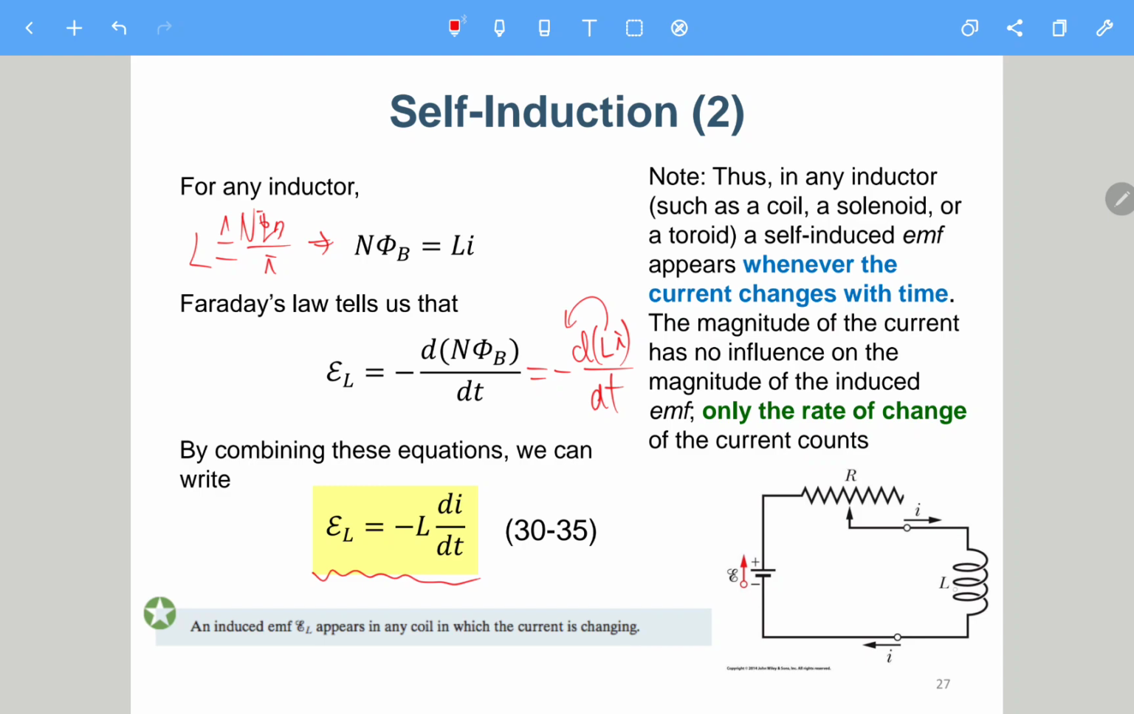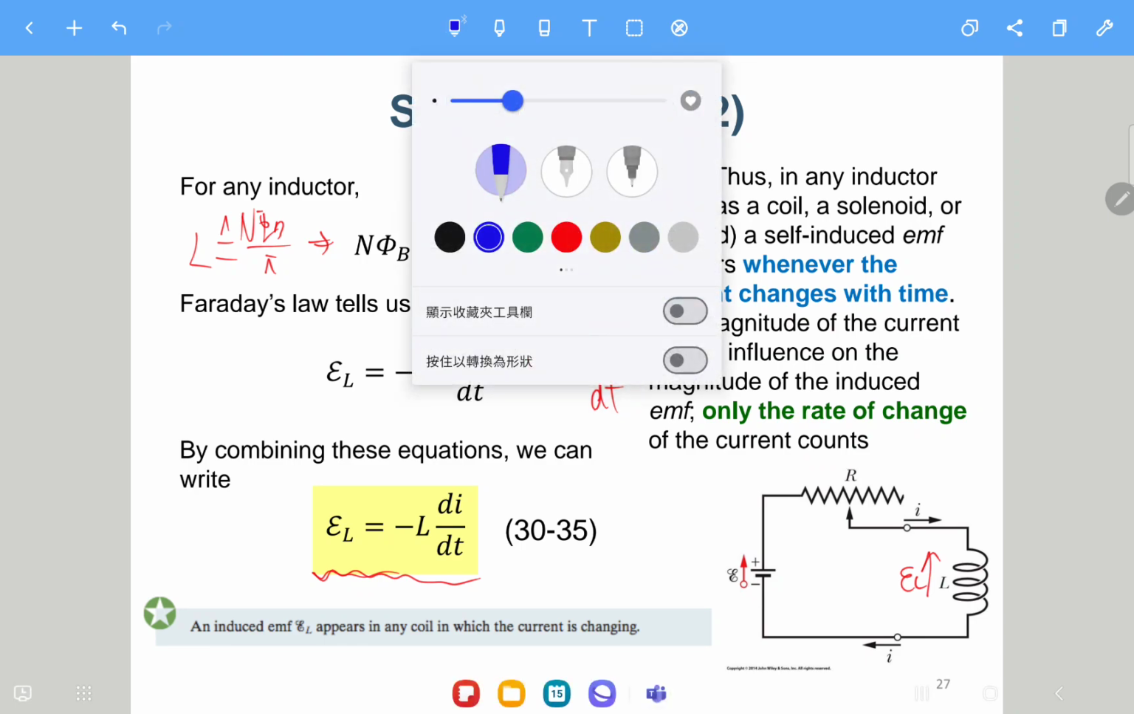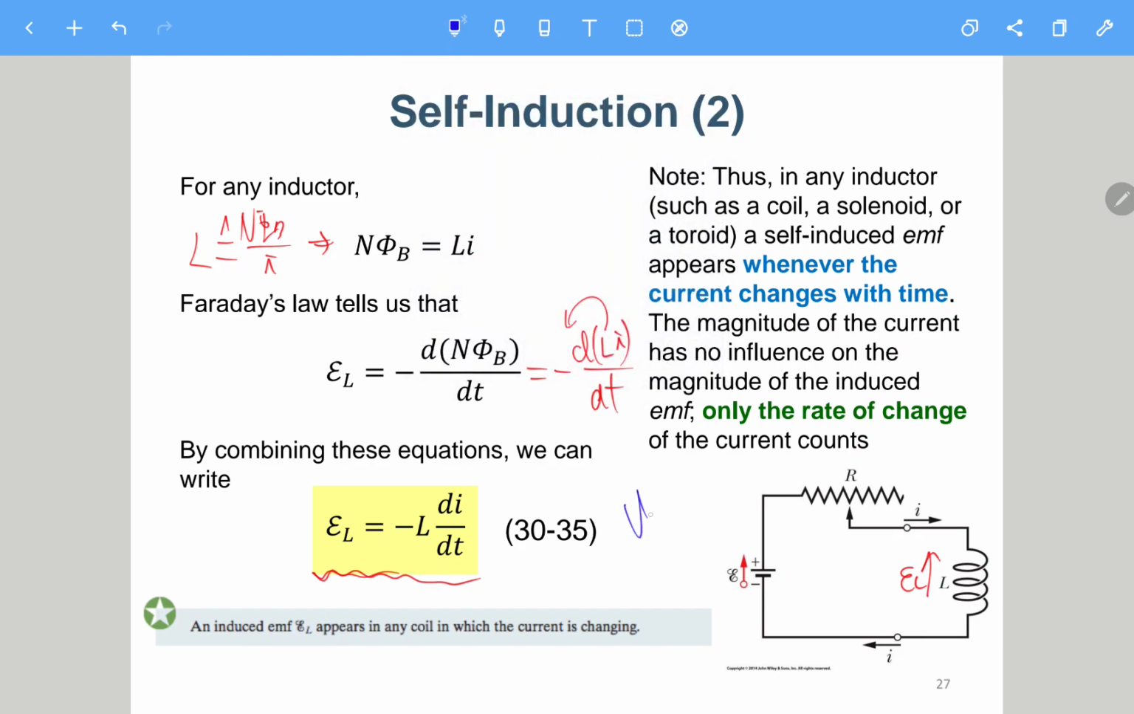In that case, this E_L is in this direction, while this E is in the opposite direction. So it's like they cancel part of each other. Actually, I'm an electrical engineer, so I seldom use this expression. Rather than that, I always use V_L equals L di/dt, so we don't have a negative sign there.